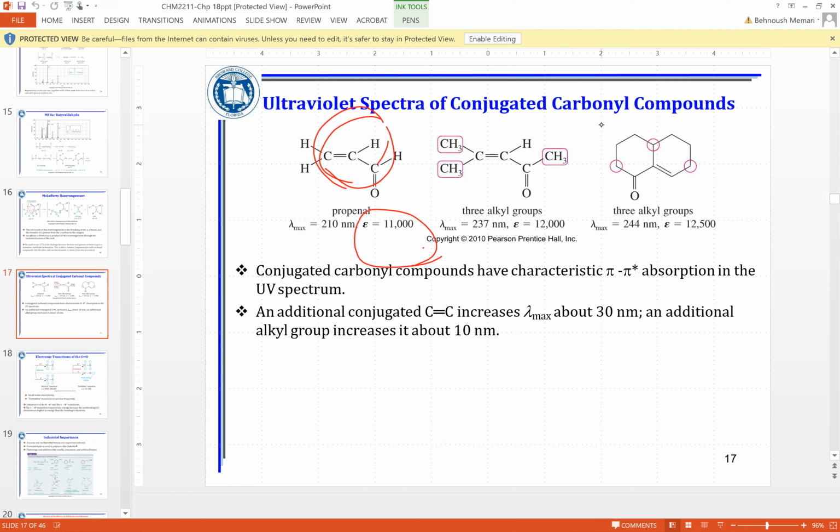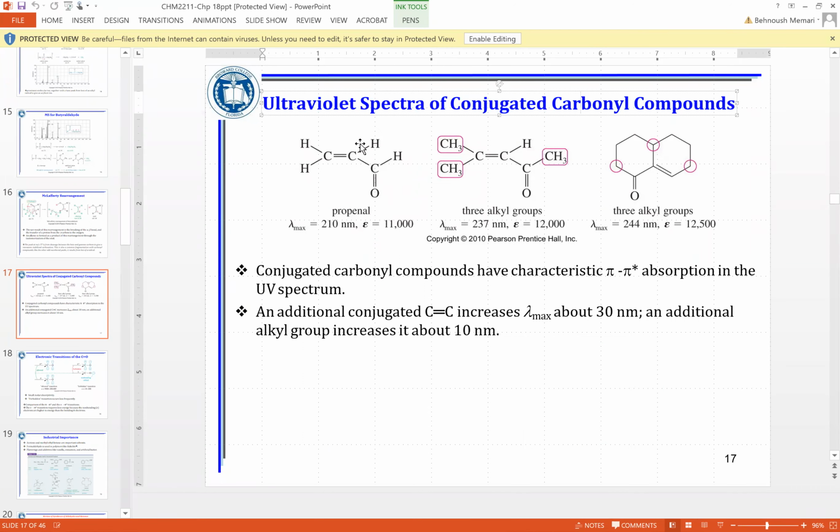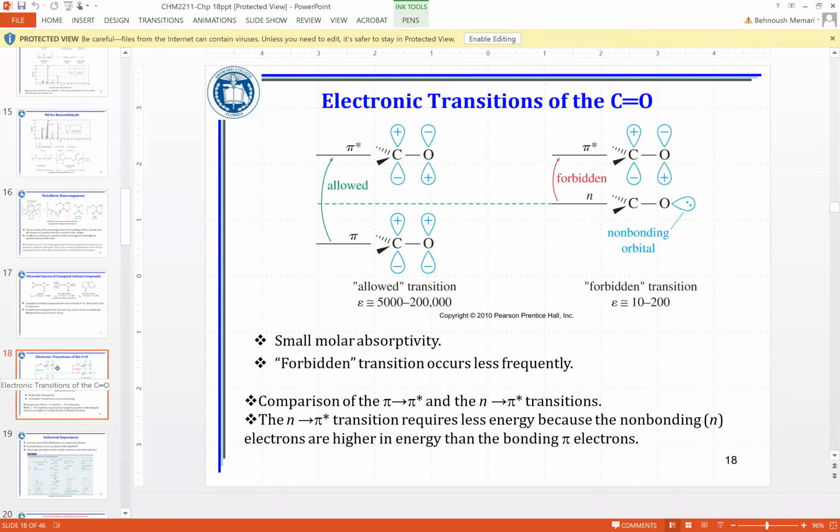For UV spectroscopy, the CO double bond has a peak on its own, and if it's conjugated, it's going to add about 30 units. So it's helpful to find out if it's conjugated or not conjugated. You have to have the base and then add the conjugation.